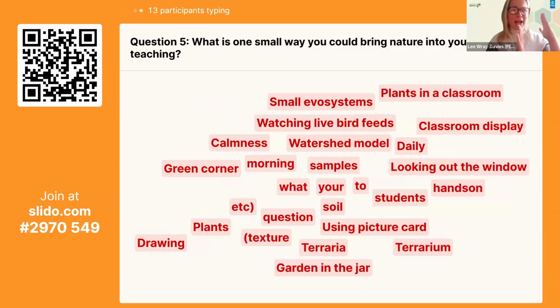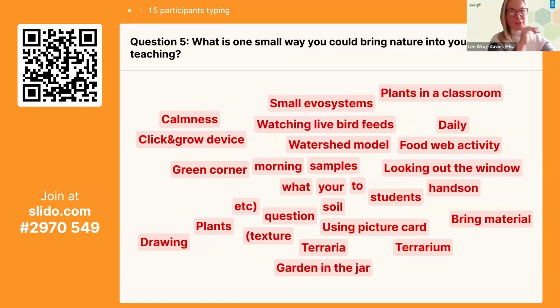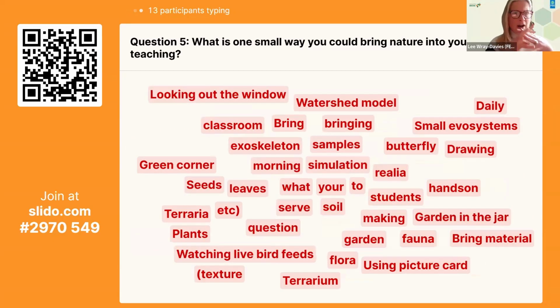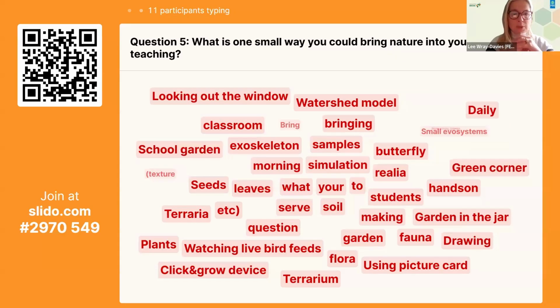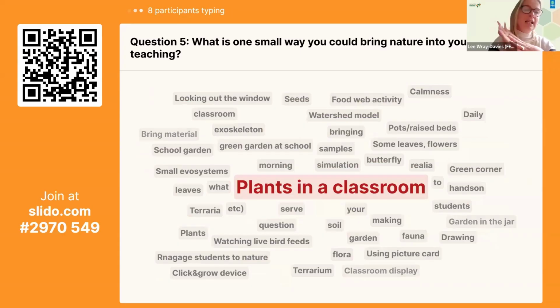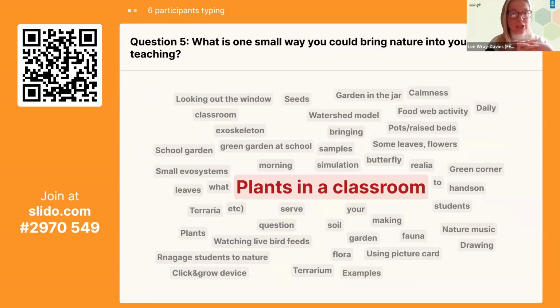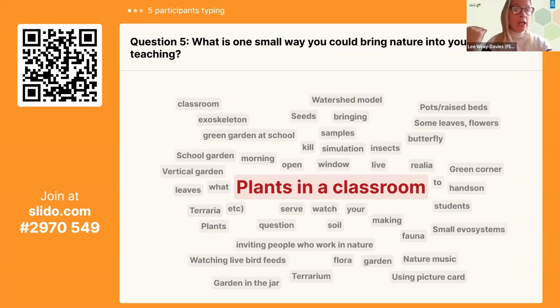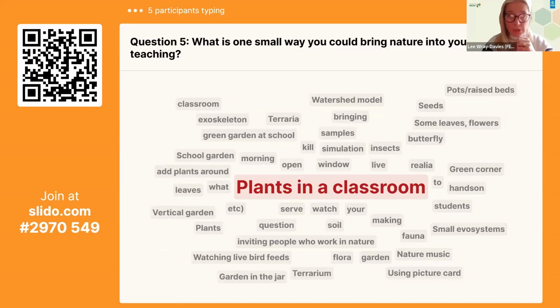Or live bird feeds. Yes, you can get them on the window as well, where you can actually look in as they're coming in. A green corridor. No, very good. Yeah, between the transitions through. Looking out of the window. Plants in the classroom. Yes, we have plants in our classroom, and you must make sure to give your plants names as well, because that will help the students want to look after them. Butterflies, leaves, flowers, raised beds. Yeah, you can plant lots of things on the windowsill.